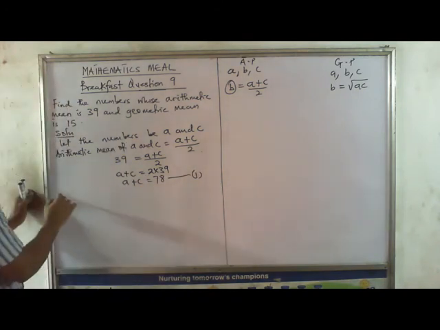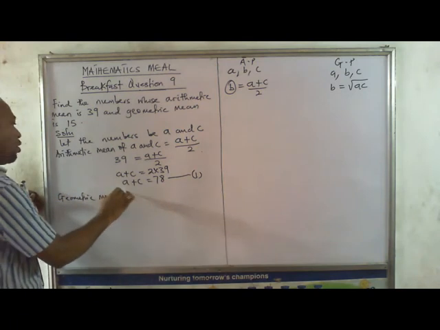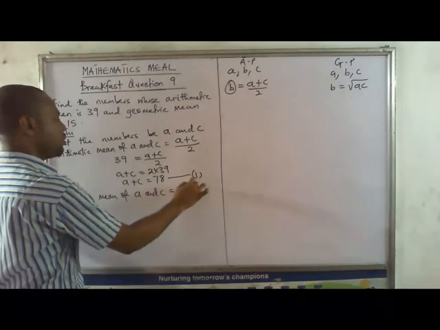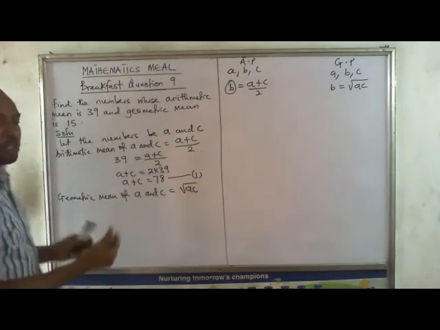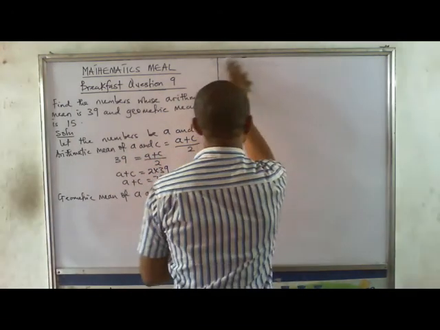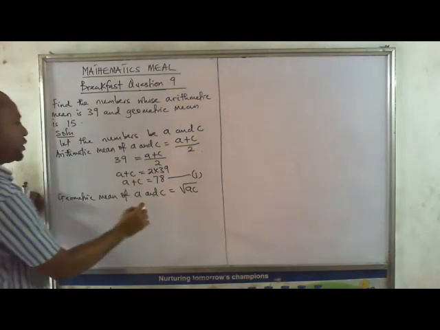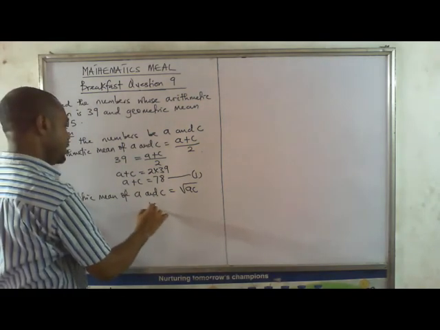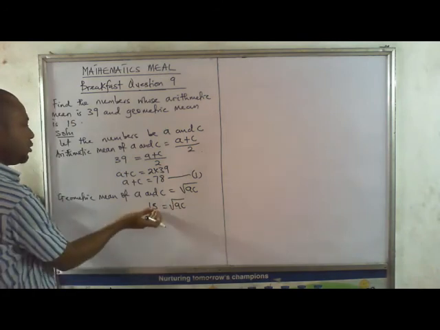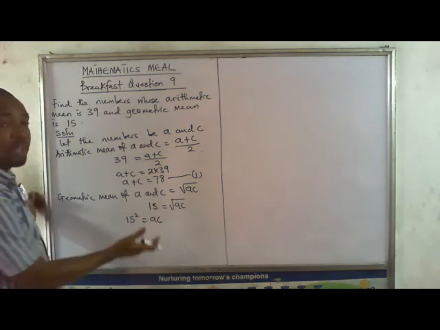Then we're given another term, the geometric mean. The geometric mean of A and C will be the square root of AC, based on the principle of geometric progression. They gave us the geometric mean to be 15, so 15 is equal to the square root of AC. If I square both sides, I'm going to have 15 squared equals AC, because when I square the square root, I will have AC.